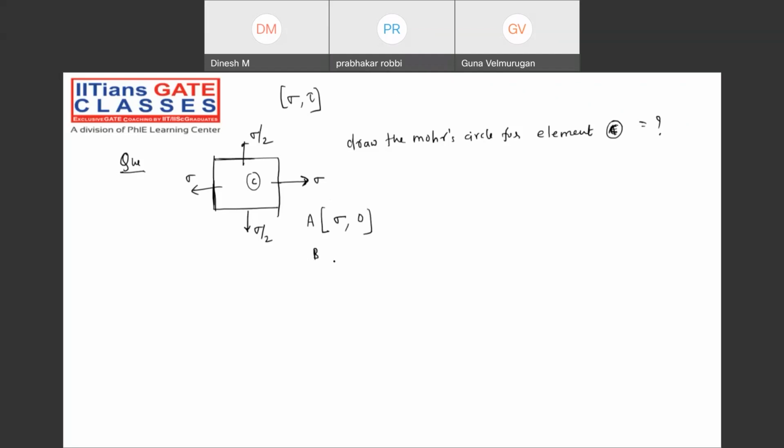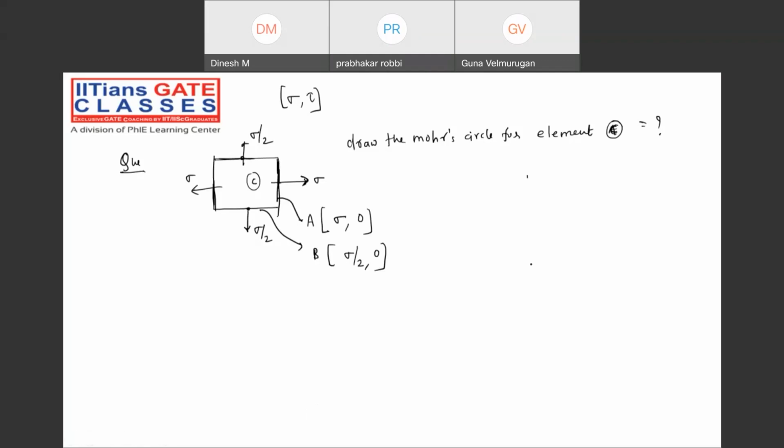What is the coordinate B? For this plane, we'll define coordinate B. Can I say sigma by 2, 0? Check it out. Plus sigma by 2, 0. Plus sigma 0, because there's no tau. Perfect.